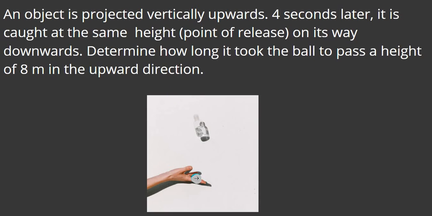So this person maybe projected the object up, then the object started falling down again. When it fell down, it was caught. And now we have to determine how long it took the ball to pass a height of 8 meters in the upward direction. And I'll just show you now how to actually go about solving this type of problem. It's very interesting.